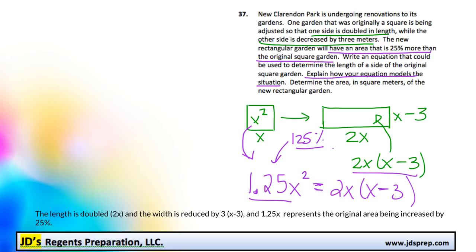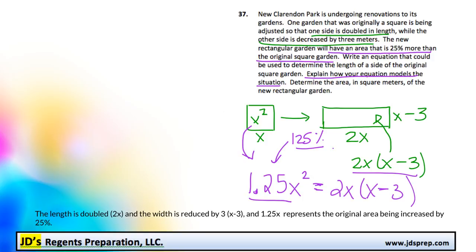I said that the length is doubled, which is represented by 2x. The width is reduced by 3, which is represented by x minus 3. And 1.25 times x squared represents the original area being increased by 25%. So I think it's a pretty good explanation of why this equation here works.